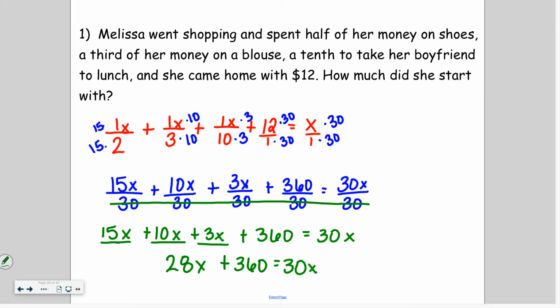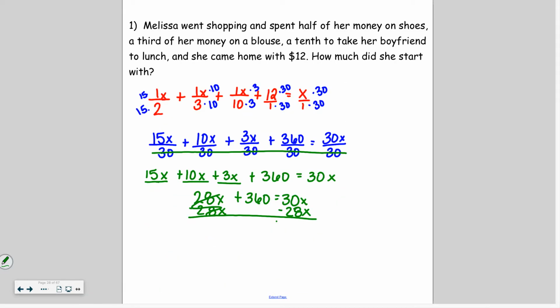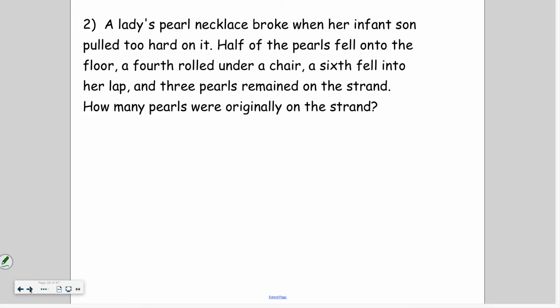Get x by itself, so I'm going to subtract 28. That gives me 360 is equal to 2x, divided by 2, and x is equal to 180. She started out with $180. There you go. All right, let's do the next one.